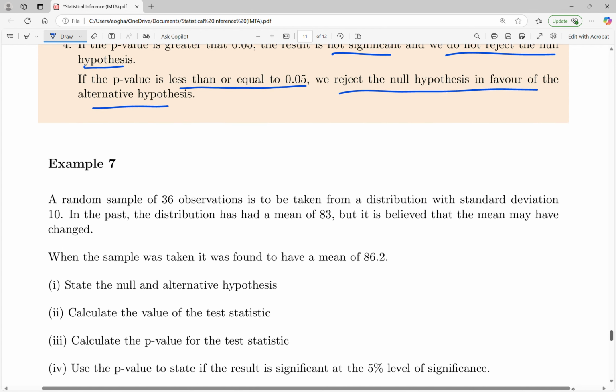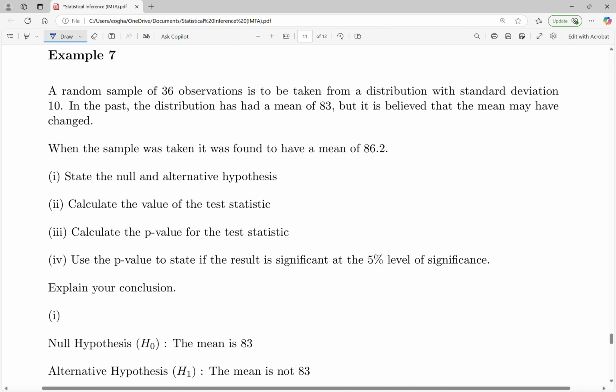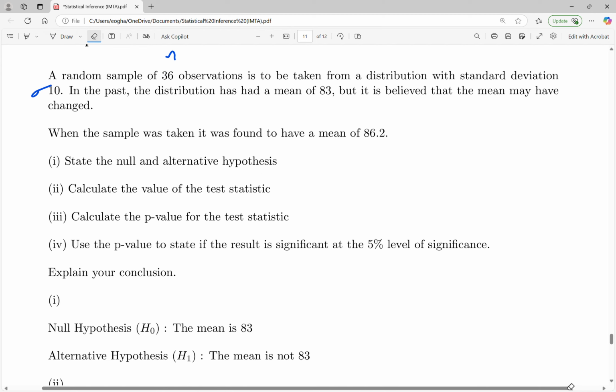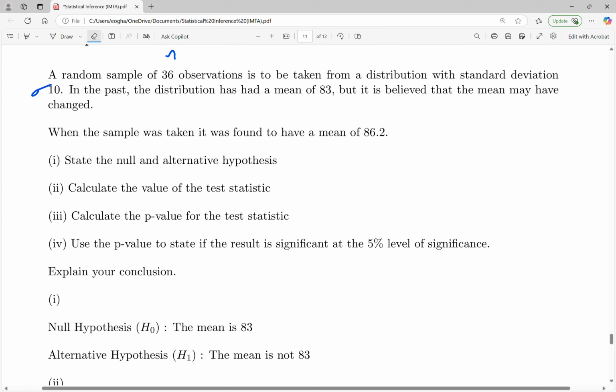So example 7. In a random sample of 36 observations to be taken from a distribution with standard deviation of 10, so n is going to be 36, and sigma is going to be 10. In the past, the distribution has had a mean of 83, so that's mu, my historical mean. It is believed that the mean may have changed. The sample was found to have a mean of 86.2.